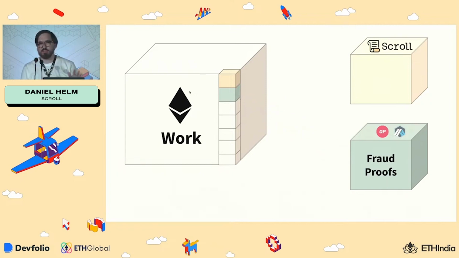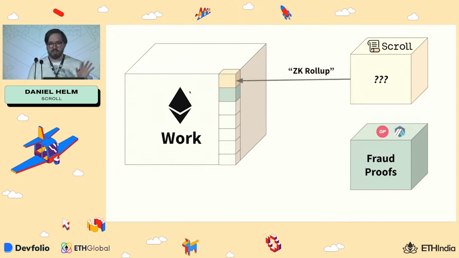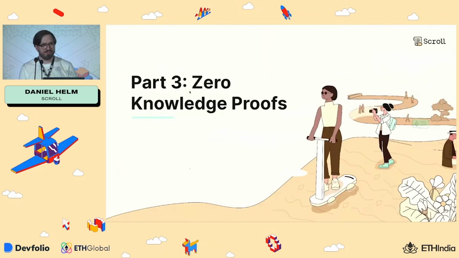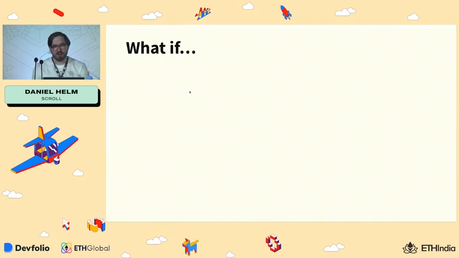Now, Scroll takes a different approach, right? What we do is we put all that data on chain, and for something that we call a ZK rollup, right? We are not an optimistic rollup, we're a ZK rollup. And unfortunately, this means I now have to talk about zero knowledge. So let's get into part 3, zero knowledge proofs. All right. Is everyone still with me? We're going fast. All right, zero knowledge proofs.